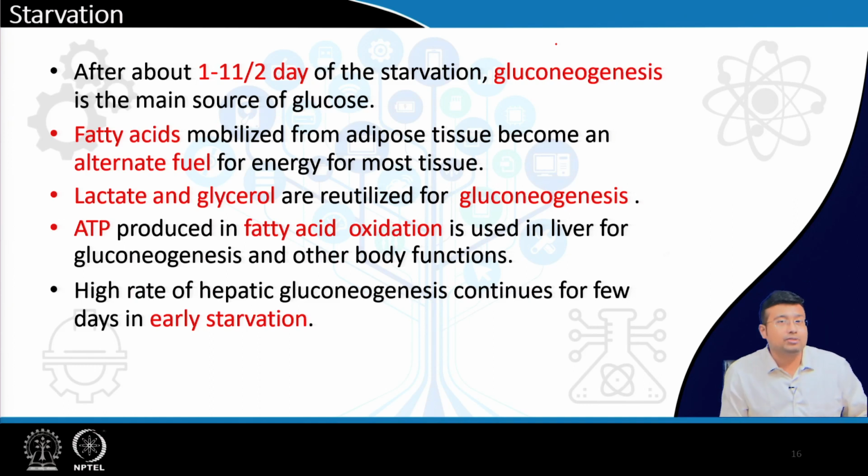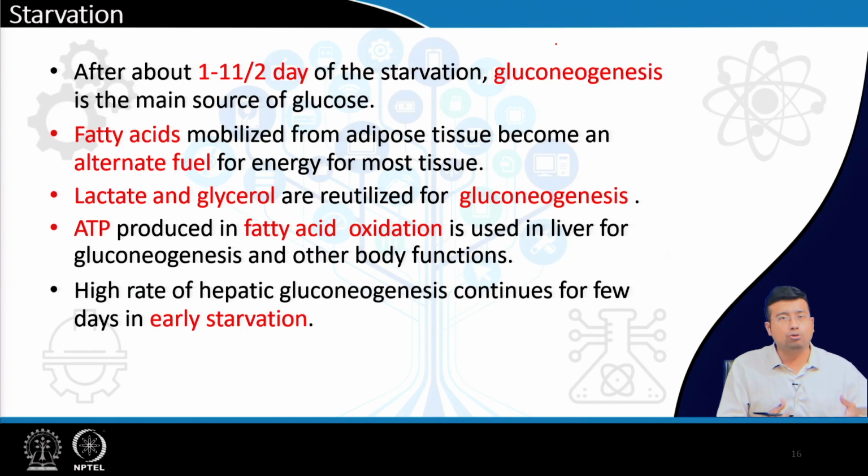After 1.5 days of starvation, gluconeogenesis is the main source of blood glucose. The goal is to maintain the blood glucose level for the brain to function, otherwise there will be coma and death, right. If the starvation still continues, gluconeogenesis will be there.